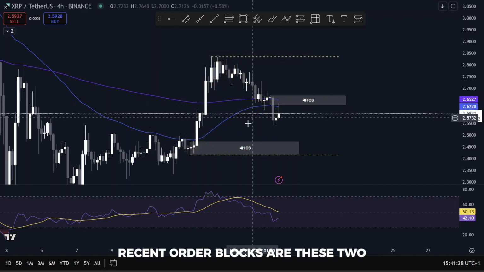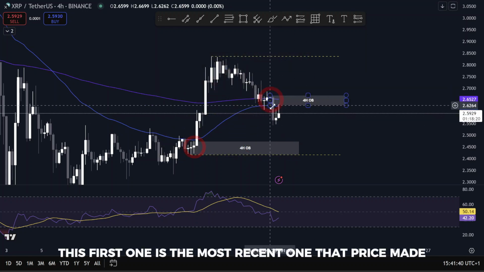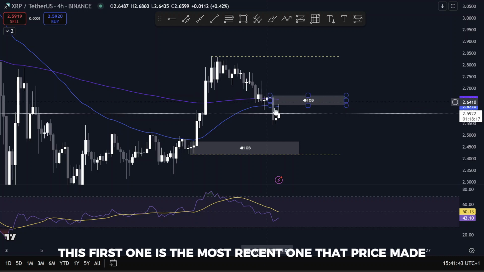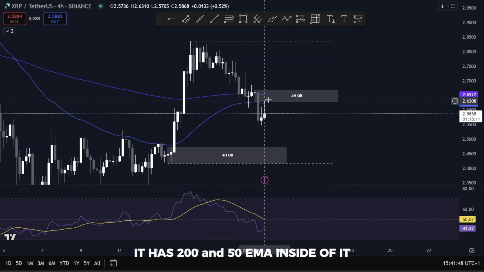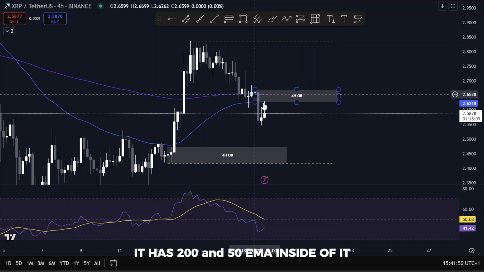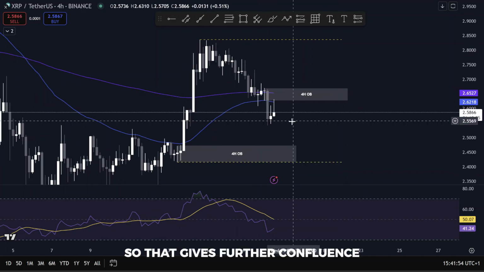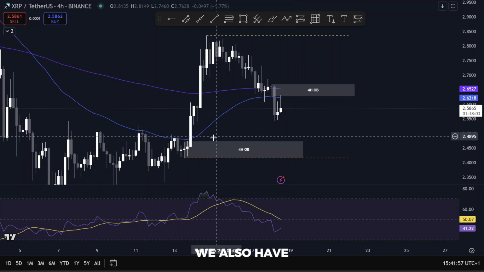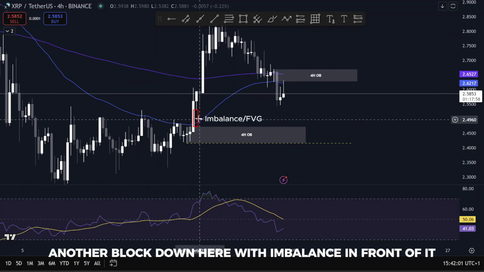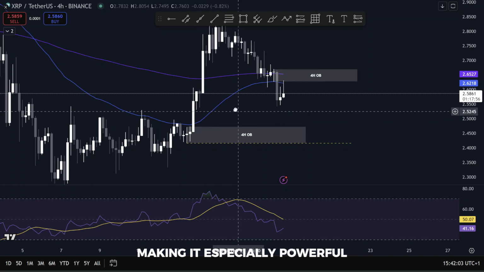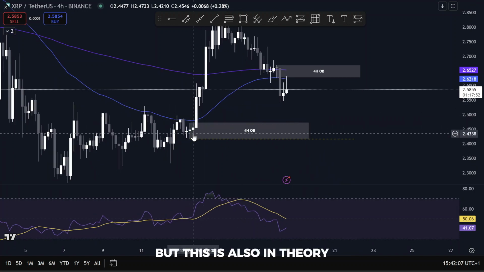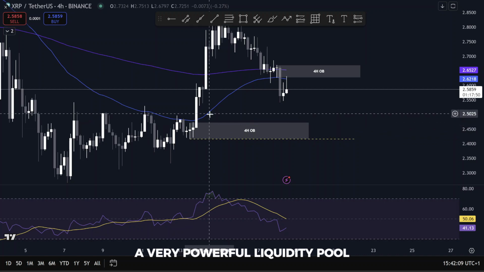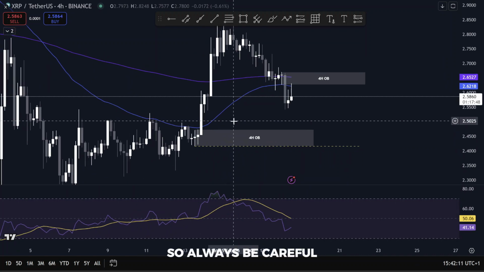Recent order blocks are these two. This first one is the most recent one that price made. It has the 250 EMA inside of it, so that gives further confluence. We also have an order block down here with imbalance in front of it, making it especially powerful. But this is also in theory a very powerful liquidity pool, so always be careful.